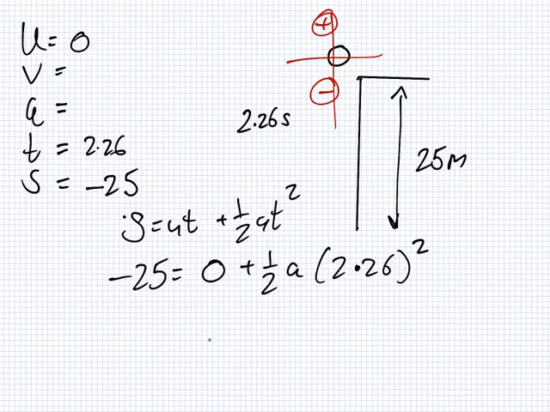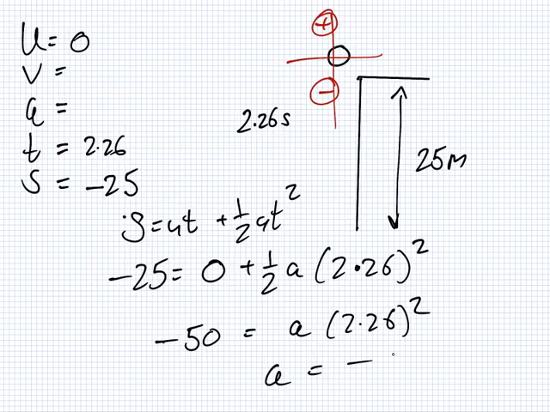So if I multiply by 2, I get minus 50 equals A times 2.26 squared. So I get A is minus 50 over 2.26 squared. Minus 9.8, you say, meters per second squared. Interesting.